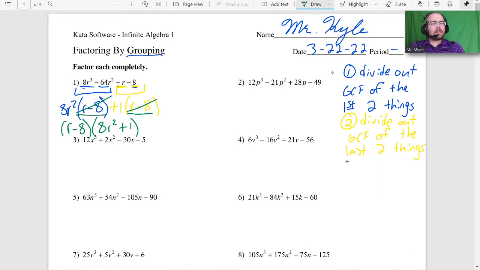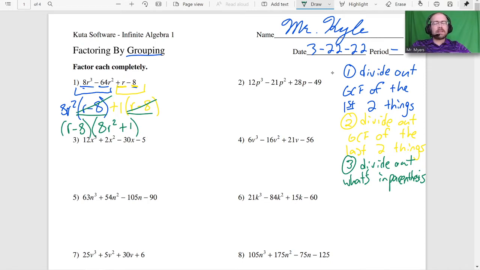The last thing we did was step 3: we divide out what's in parentheses. Divide out what's in, I'm going to squeeze this in parentheses. So 3 steps. That's how you do this.